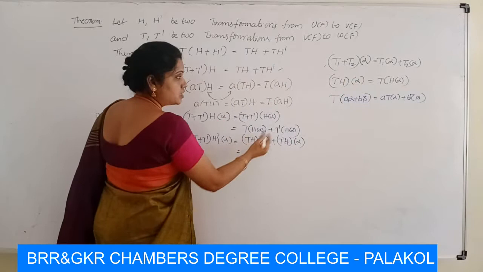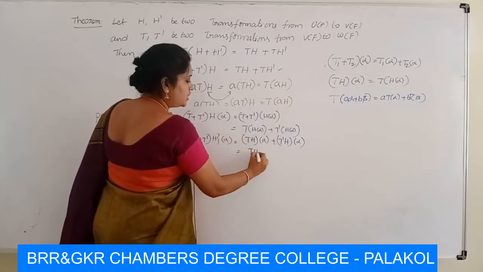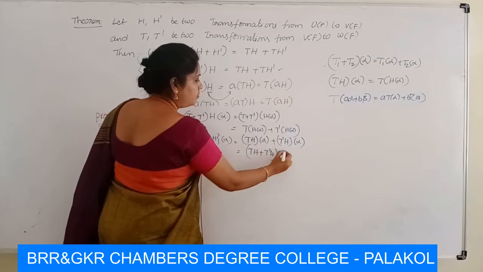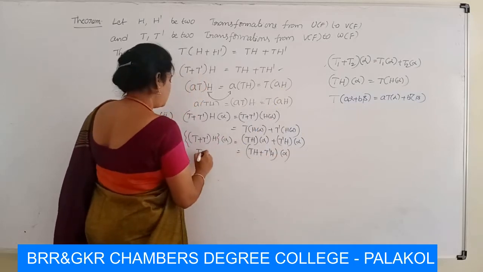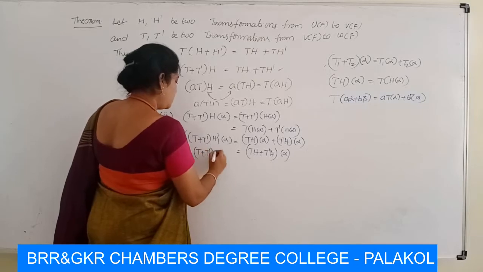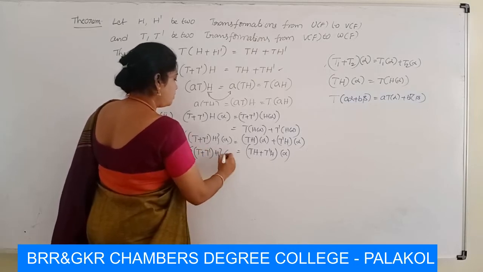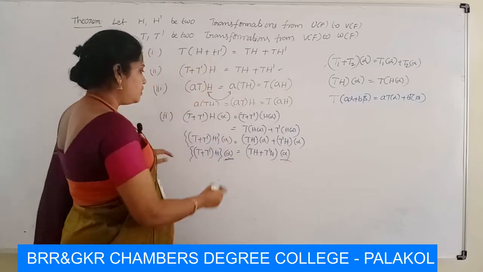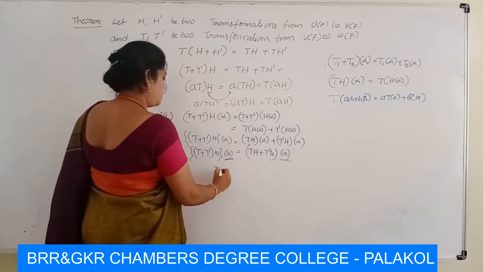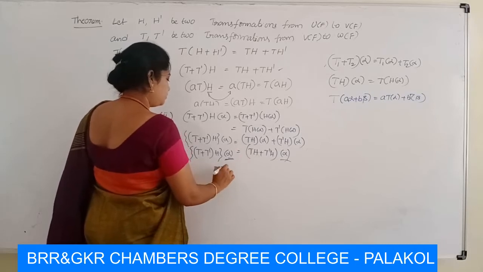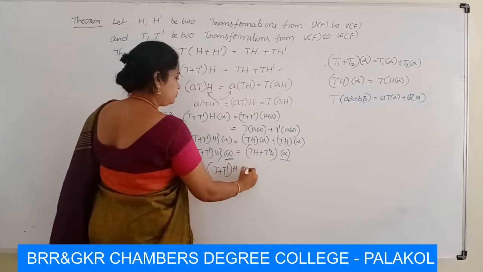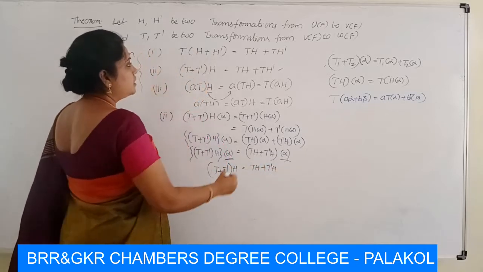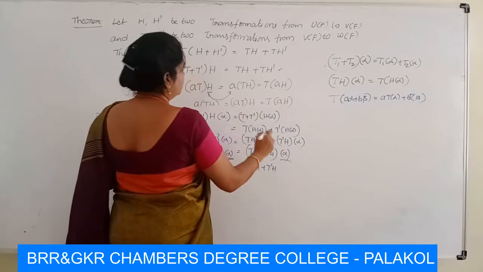So again this is of the form, we can write it as (TH plus T dash H) of alpha. So (T plus T dash) into H of alpha. So the offering elements alpha are the same on both sides. So the functions are also equal: TH plus T dash H. So the second condition is proved.